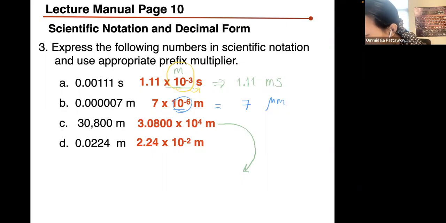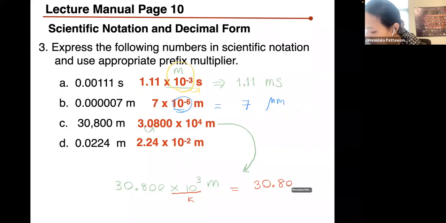So in this case, I'm going to move the decimal one more place. So I'm going to report it as 30.800, so that my notation would be 10 to the third, right? So meter. Now 10 to the third is actually equal to kilo. Therefore, your final answer with the appropriate prefix multiplier would be 30.800 kilometer, right? So that's what it means.